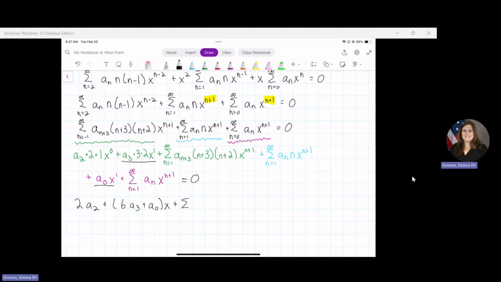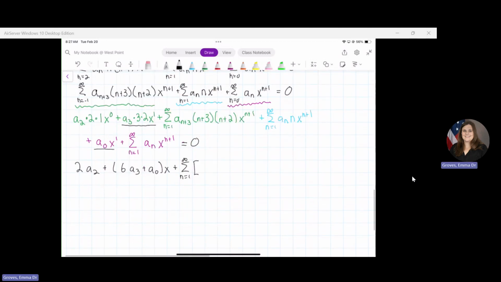Plus the sum from n equals 1 to infinity of, and now I'm just going to combine all my summations. Also, while I'm combining, go ahead and factor the x in plus 1 out. So I've got a_(n+3) times (n+3)(n+2), plus a_n times n, plus a_n, all times x to the n plus 1, equal to 0.